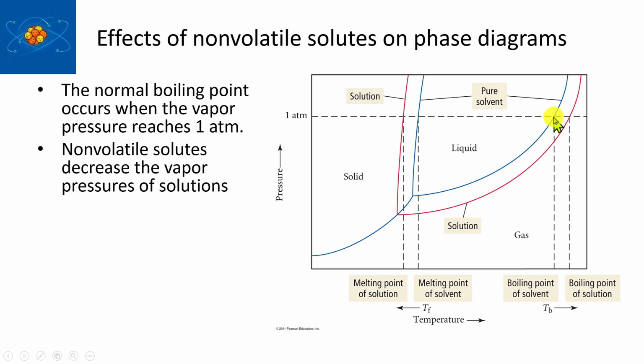So you can take a solution that's boiling, throw a solid in it that will dissolve. It will stop boiling because now its boiling point is higher than it was before, and then you'll have to increase the temperature to get it to boil again.